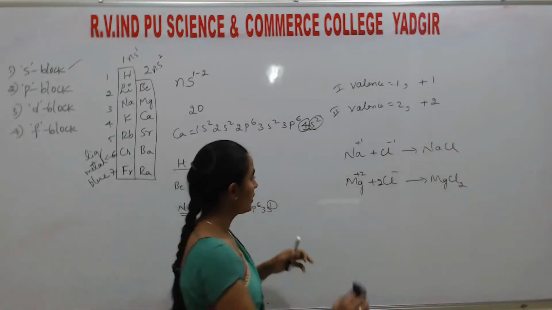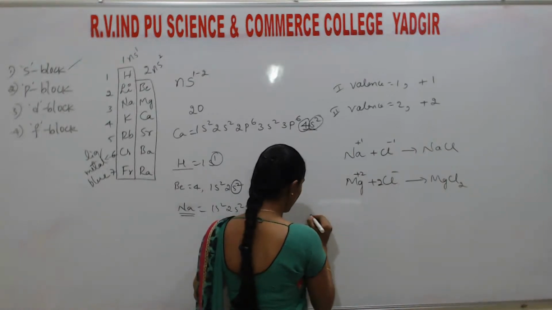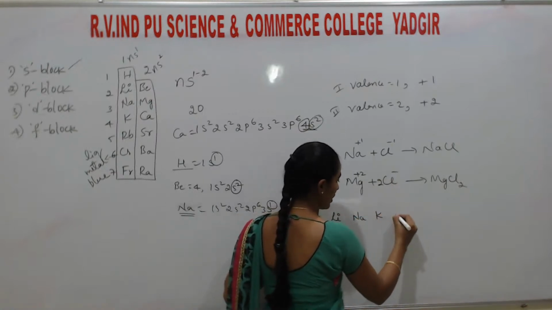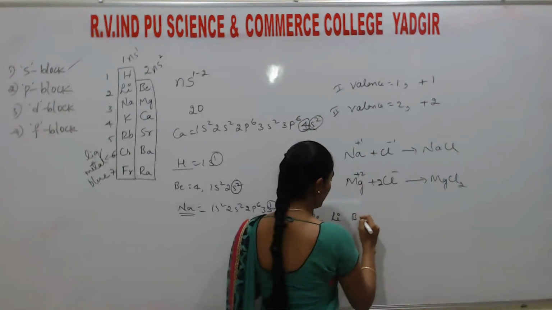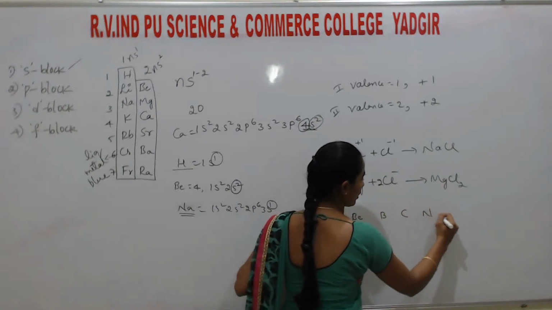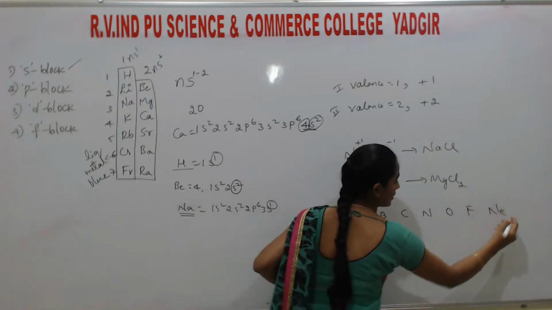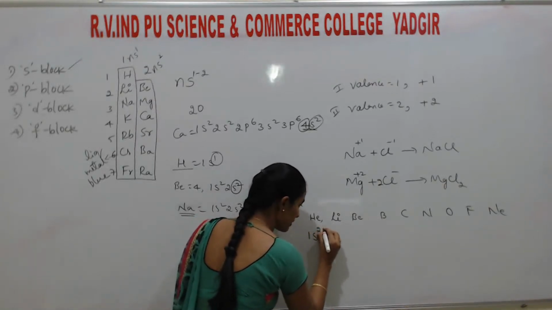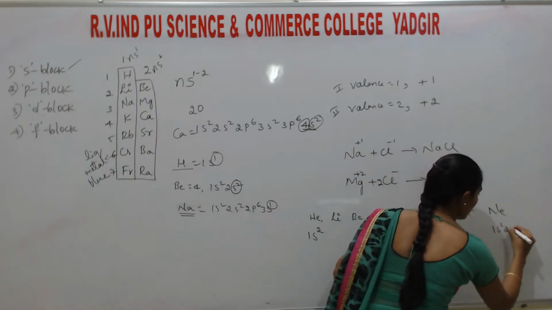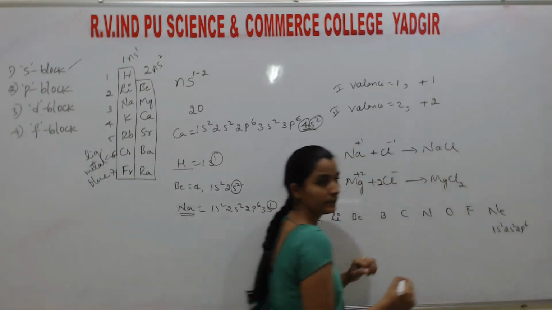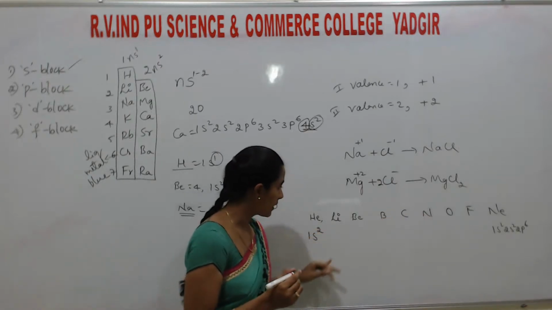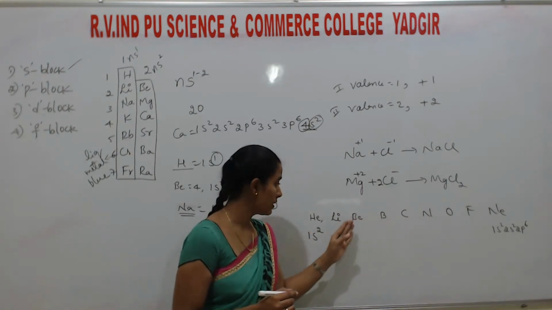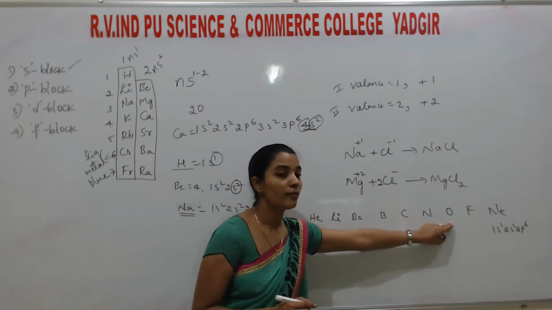Listen, here helium is there. After helium, lithium, beryllium, boron, carbon, nitrogen, oxygen, fluorine. Here neon is there. So listen students, the configuration of helium is 1s2 and the configuration of neon is 1s2, 2s2, 2p6. In between these two noble gases, these elements exist. Why do these elements lose electrons, and why do these elements prefer accepting electrons?